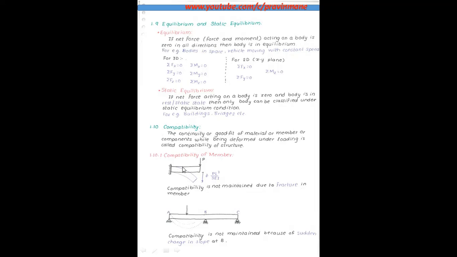Now sudden change in slope at A, then smooth curve. If sudden change, the bending moment diagram will be like this. If smooth curve is there, there will be compatibility. Now compatibility of support. As we have seen the compatibility of members, here we will see the compatibility of support. So compatibility is not maintained because of non-zero slope at fixed support. If fixed support, non-zero slope. If slope is 0, then there will be compatibility.